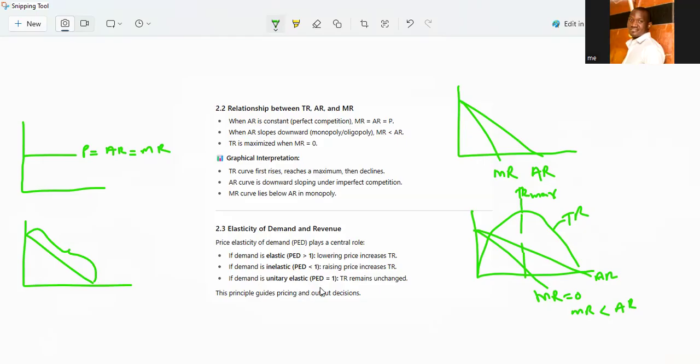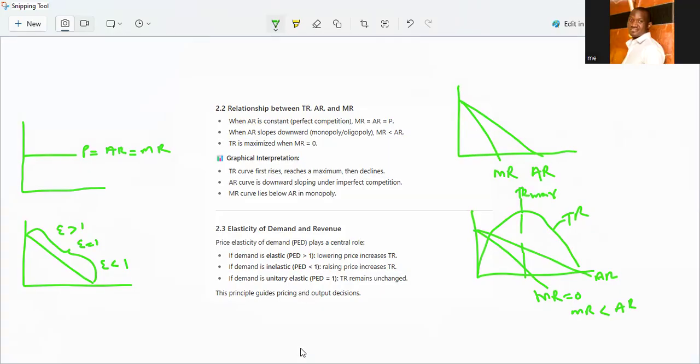When demand is elastic, elasticity of demand is greater than 1. So we have a lowering price. So here, elasticity is greater than 1. And here, when demand is unitary, total revenue remains unchanged. So here, elasticity is equal to 1. Total revenue is unchanged. When elasticity is less than 1, then we have a rise in price. So you need to understand these relationships that exist in those three arenas.